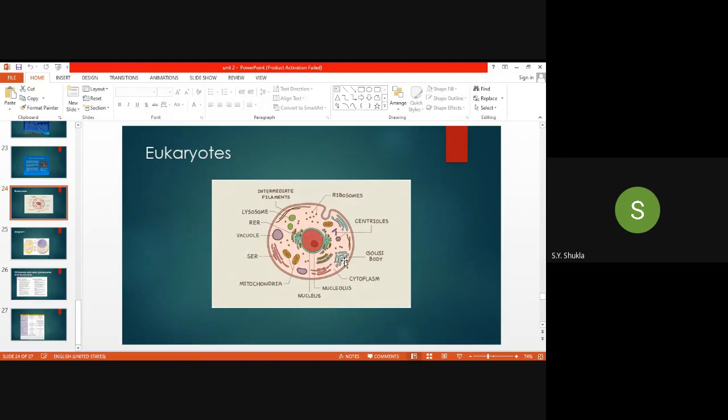What is the Golgi apparatus? The Golgi apparatus is called the postmaster of the eukaryotes. Why are they called a postmaster? What is the function of a postmaster? To collect information from various organelles, various homes, and deliver it to the destination it wants. This is the function of the postmaster. The same thing applies to the Golgi apparatus.